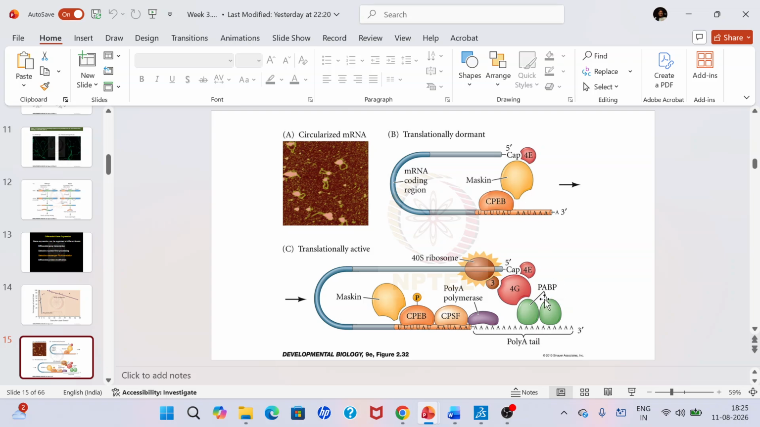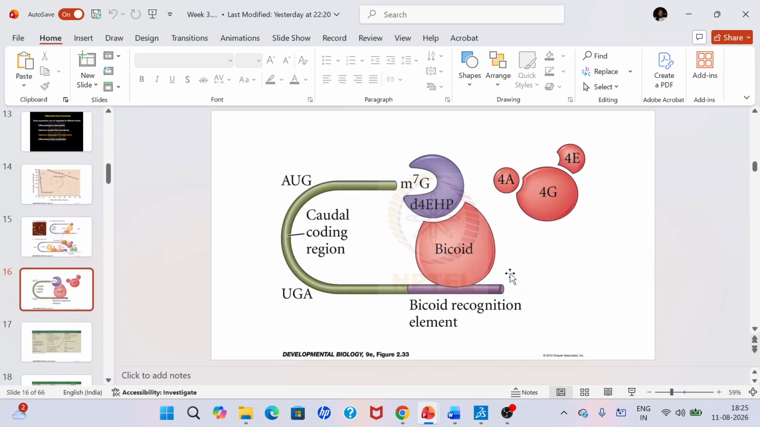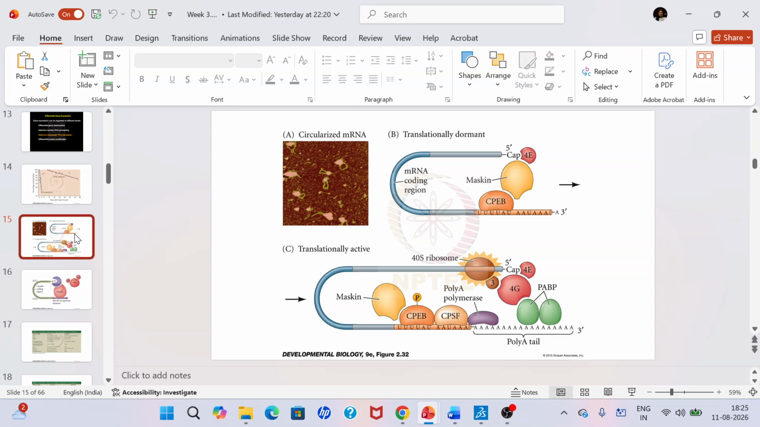But when a particular transcription factor comes here, or this CPEB translation factor is phosphorylated, then this maskin, which was making a circular loop kind of structure on this mRNA, will move away. So now this mRNA is open for factors and polymerases to bind and start the translation, and make the proper functional protein from this mRNA. So this is again a phenomenon by which the translation of mRNA is controlled for differential gene expression.